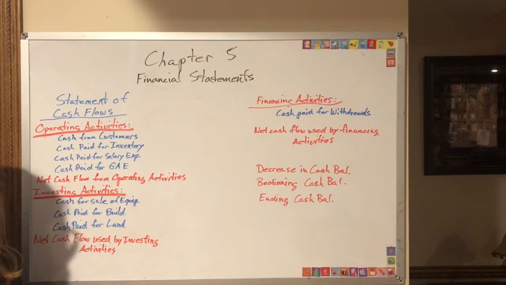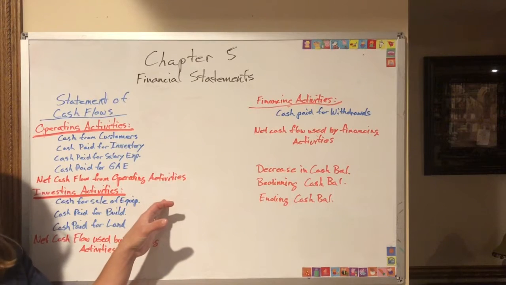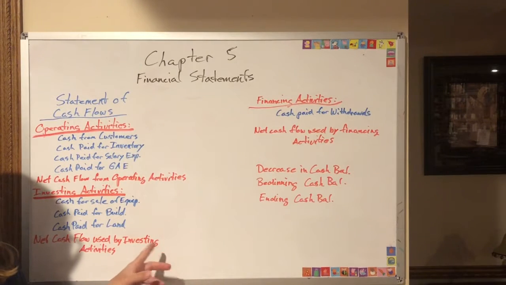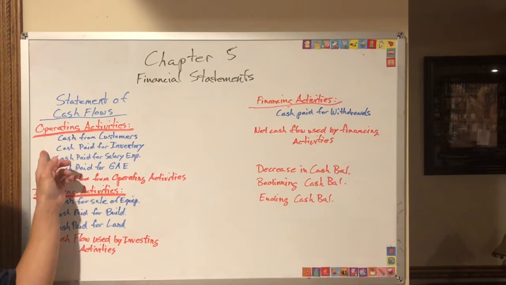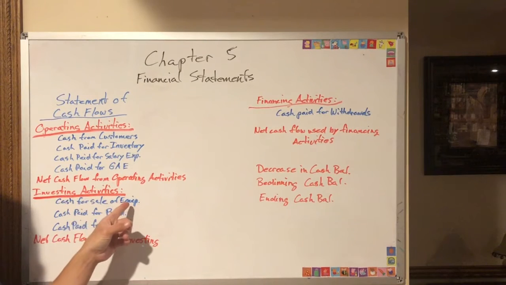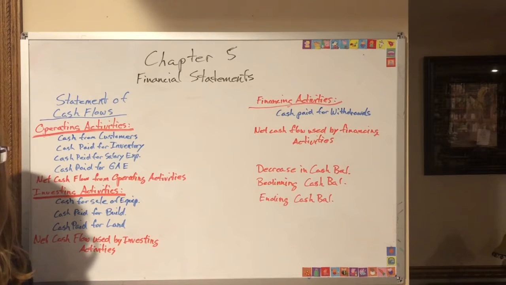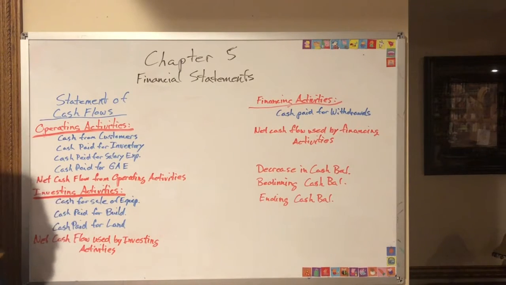So what you'll need to know for the statement of cash flow is only the different sections of the statement. There are three different sections: operating activities, investing activities, and financing activities. You're going to need to know what falls under those activities, but you're not going to need to calculate it. You're just going to need to know those activities. So we're going to discuss a little bit about the different activities of the cash flow statement.